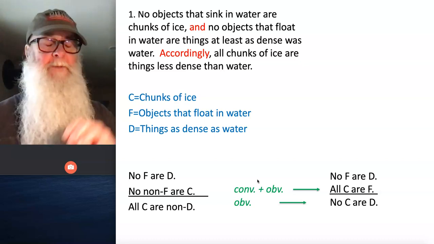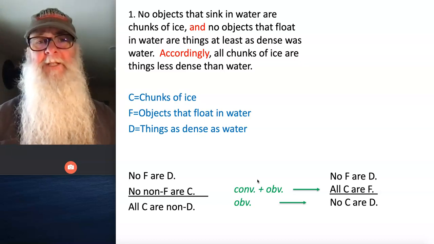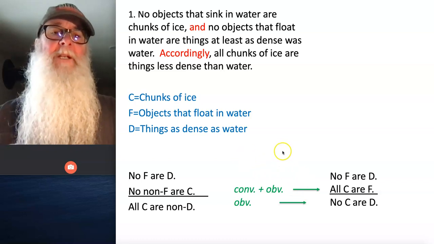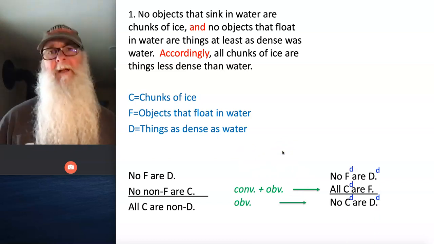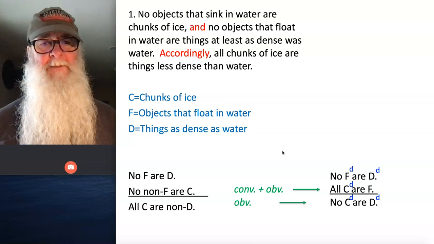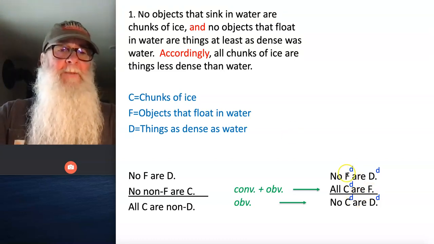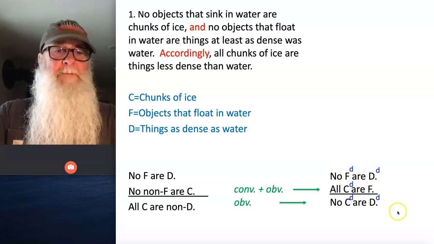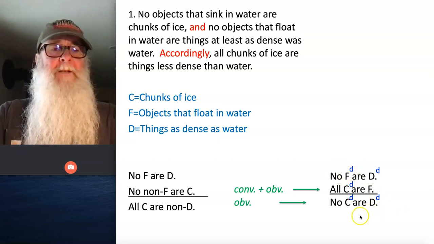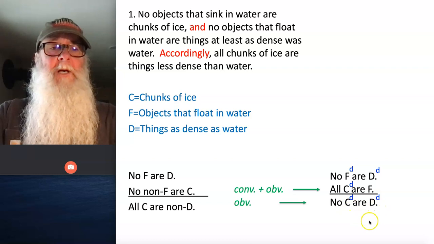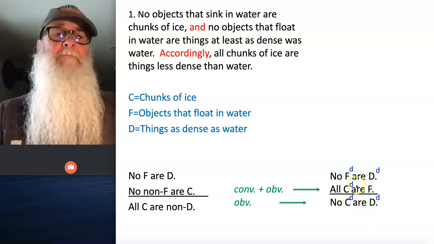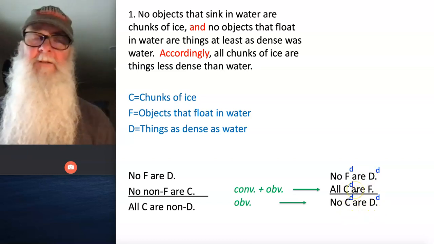We have three terms appearing 2 times each exactly the same way, and we can examine this argument for validity by applying the 5 rules for categorical syllogisms. The middle term has to be distributed at least once. Our middle term is F, and it's distributed right here in the first premise. If there's anything distributed in the conclusion, and C and D both are, they have to be distributed also in premises, and they are. So we've passed the first 2 rules.